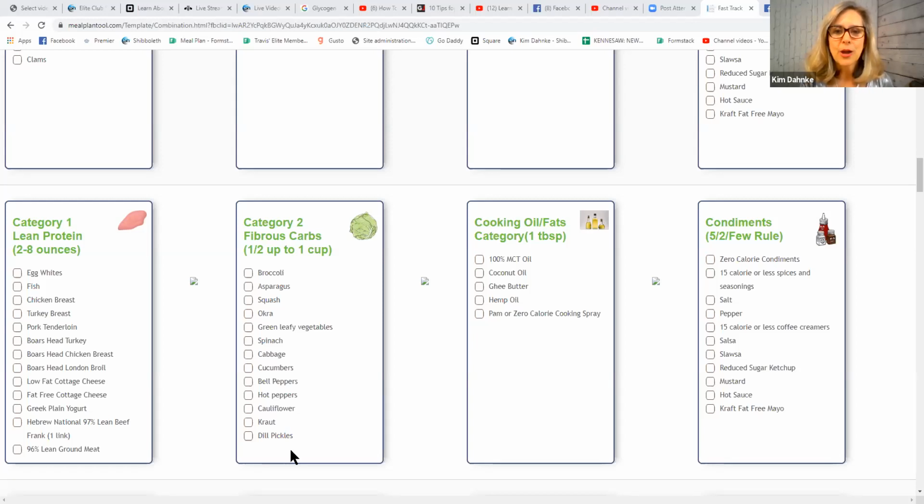So what this row is saying right here is that you can put a category 1 lean protein with a category 2 fibrous carb, cook it up in the right oil, and add the condiments. And this is one, there's two combinations we're going to go over that are your fastest fat burning meals. This is one of them.